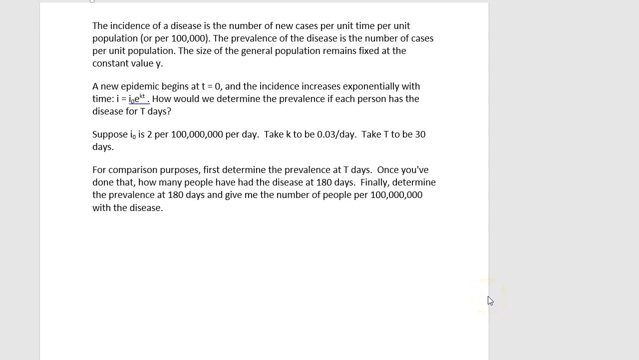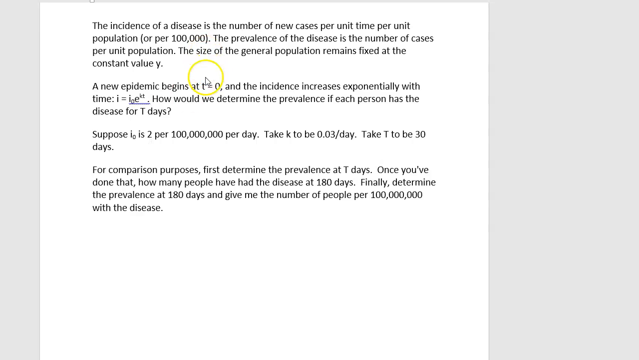Let's consider this problem, which a year ago would have been much more academic and today is somewhat more relevant. We have a new disease, and the incidence of a disease is the number of new cases per unit time per unit population. In this instance, the disease starts off at 2 cases per 100 million people per day. In a country the size of the US, that'd be about 6 or 7 people getting it on day one, or day zero.